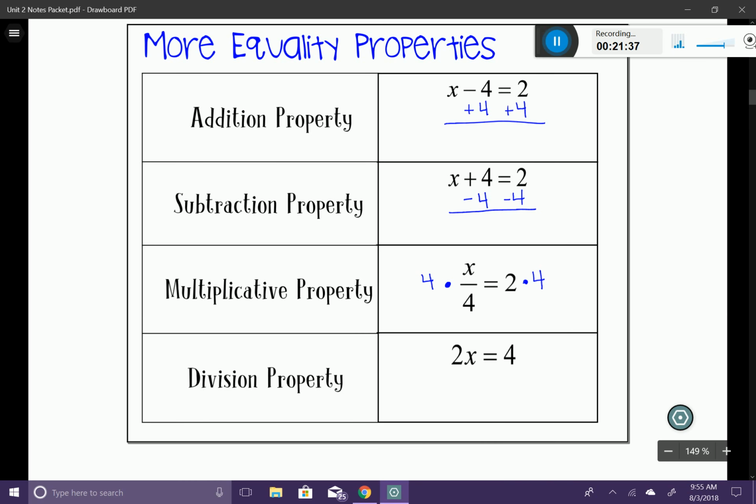Okay, and the last one, to eliminate that 2 next to the x, I would need to divide both sides by 2. That process of dividing both sides by 2 to balance that equation is going to be your division property of equality.